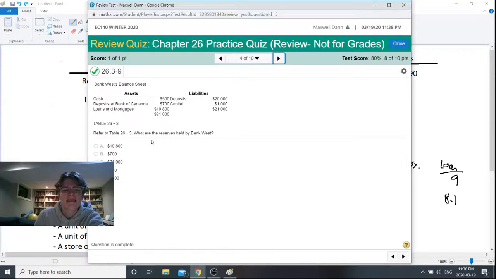Next question. So what are the reserves held by Bank West? Reserves are just cash plus deposits at the Bank of Canada. So 500 plus 700 equals 1,200.